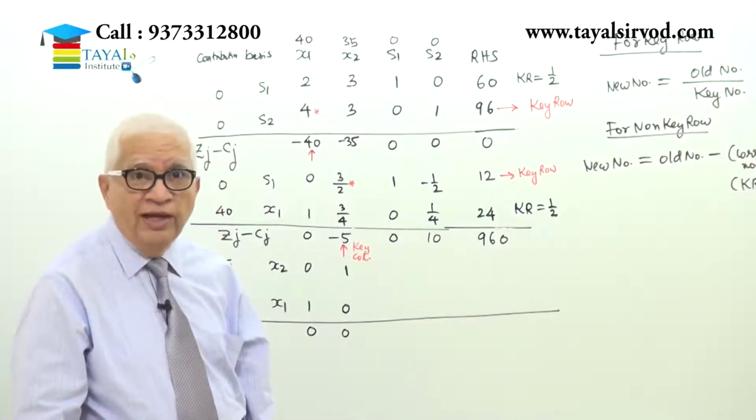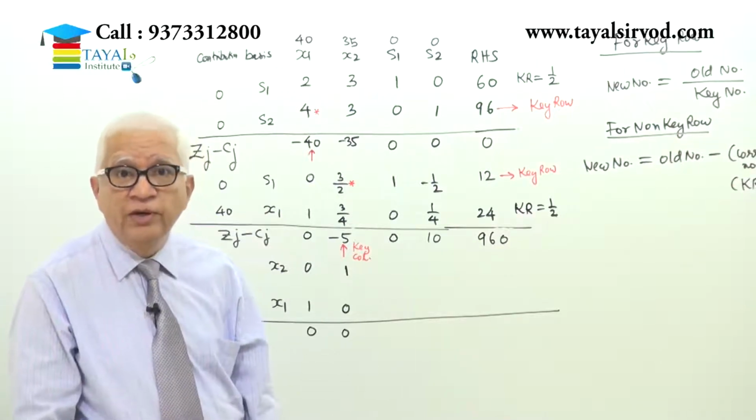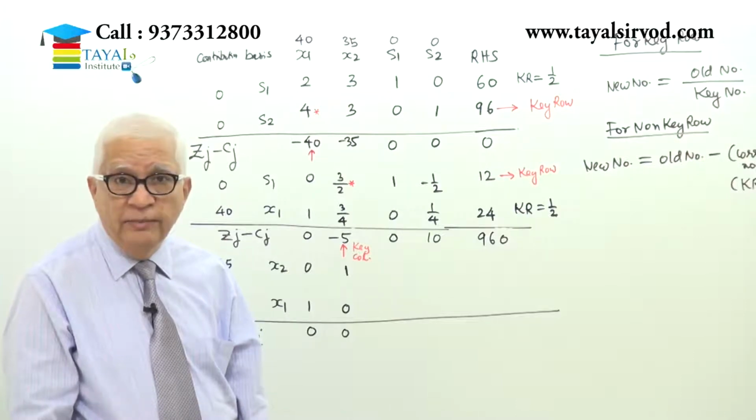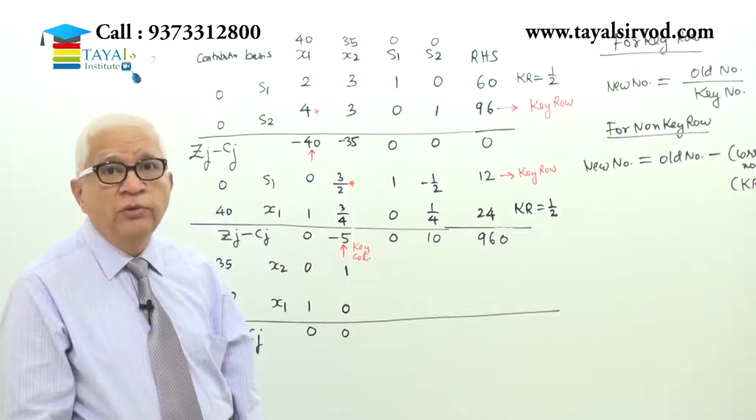The most important row. Why? That index row is going to tell me whether my solution is optimal or not. And what is the test of optimality? If there is no negative number in the index row, the solution will be optimal.